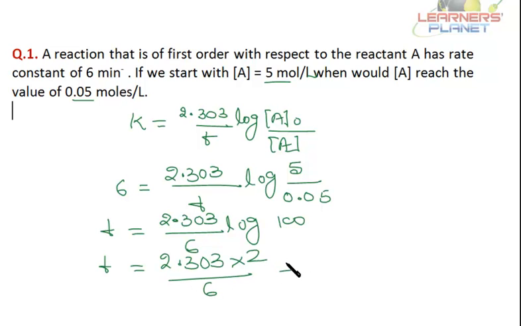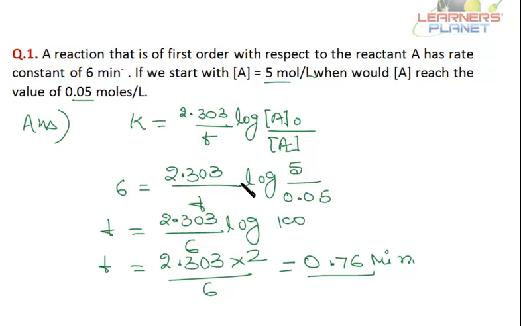So just find out the answer. It will be 2 into 2 is 4. Just take it approximately, and this will be something like 0.76 minutes. So this was a very simple question. You have to just put the values in the equation for the first order reaction.